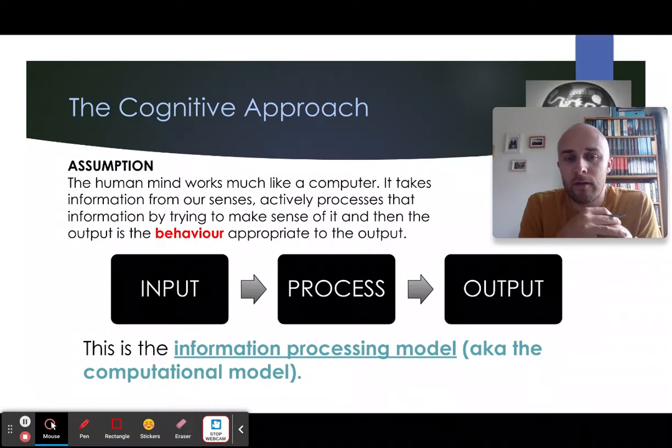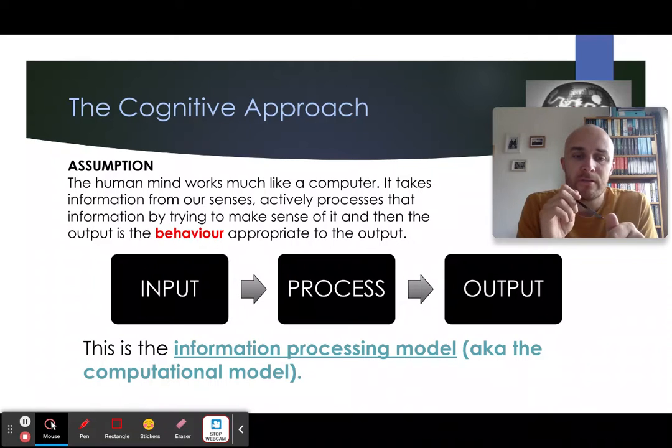So at the core of the cognitive approach is what you see on the screen, the information processing model, also known as the computational model. What I will say about this video is that what I have in the slides is slightly different to what's in the workbook. So I am just going to briefly go through the workbook at the end, to make sure there's nothing I've missed out.